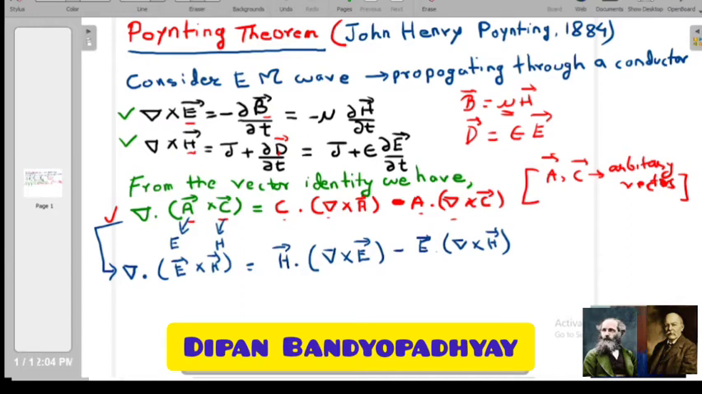Let us consider that an EM wave is propagating through a conductive medium, a conductor. If there are charge particles within the conductor, then the energy of that EM wave will decrease. That means it will lose some energy, right? Because the EM wave will definitely interact with charge particles.